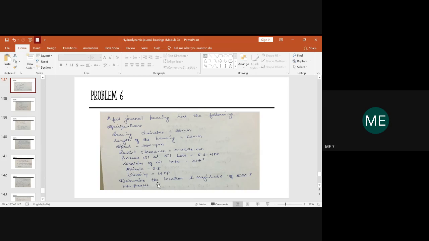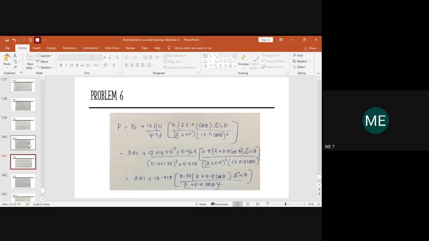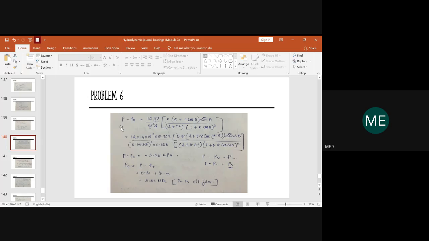It is still yet to be determined. We have determined its location, theta max and theta min, that we have calculated. So now we just know the magnitude of the pressure of the oil film. So now we should go for the magnitude of the maximum pressure and the minimum pressure. So the equation is the same. The equation that we used here, we will be using the same.